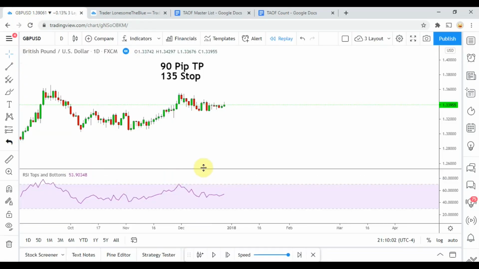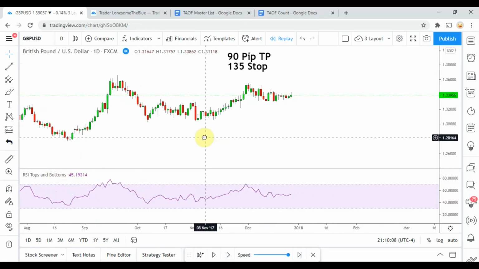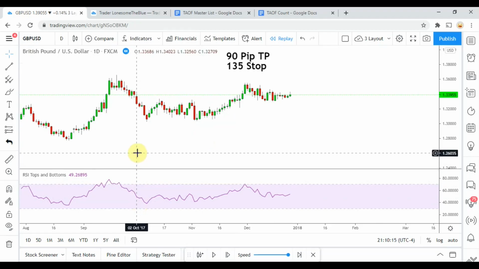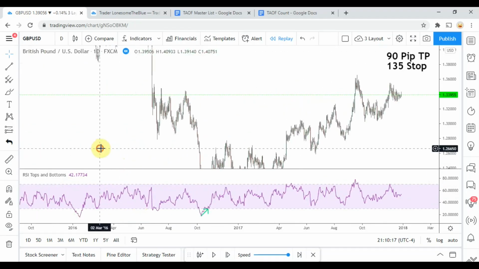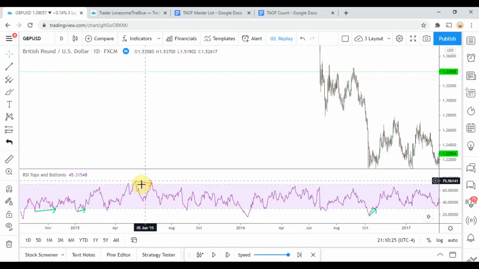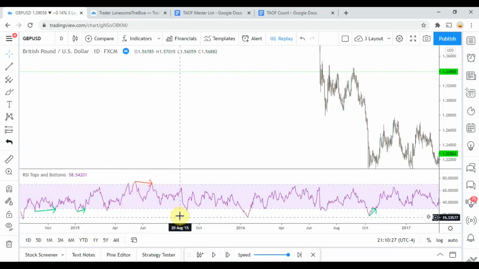All right, as I said, today we will be testing the RSI tops and bottoms. You can see it here on the screen. At first glance, it does appear to look just like a standard RSI. But if we scroll back here a little bit, we can start to see these arrows here that are appearing below and above the RSI overbought and oversold lines.